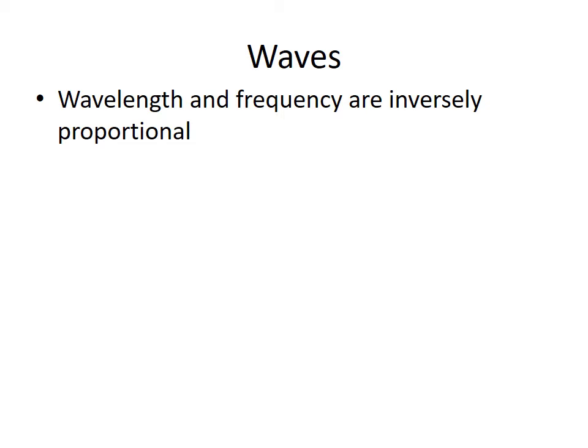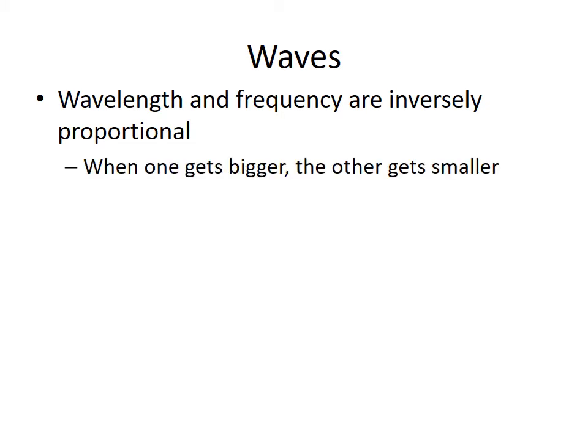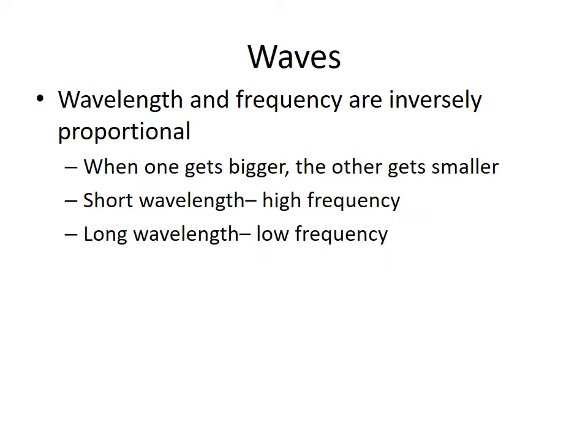So we would say that wavelength and frequency are inversely proportional. If one gets bigger, the other gets smaller. So if you have a big wavelength, they're far apart, then the frequency is very small. And if you have a short wavelength, you're going to have a high frequency, and a long wavelength is going to be a low frequency. Now, I don't really remember them as inversely proportional. I just remember that long goes with low, and they both start with an L, so that's how I remember them.